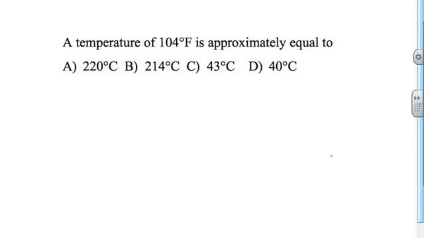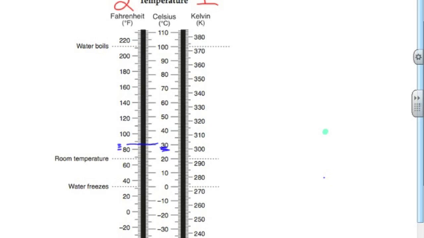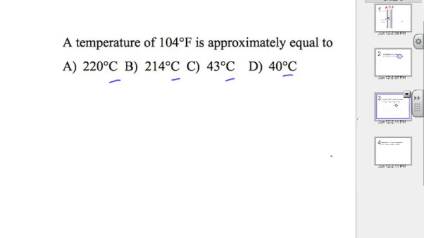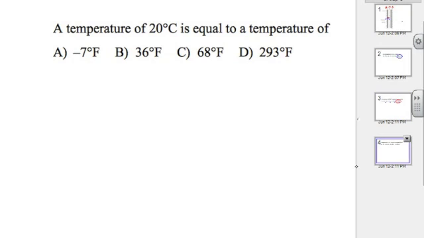Another sample question. A temperature of 104 degrees Fahrenheit is approximately equal to how many degrees Celsius? So let's see, 104 Fahrenheit, back to the scale. 100, 102, 104 Fahrenheit. Now I'm bouncing to the right. It looks like it puts me right on the 40 degrees Celsius mark. Let's look at our choices. 40 degrees Celsius.